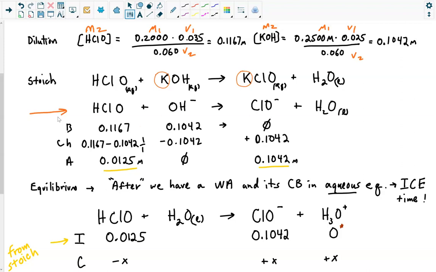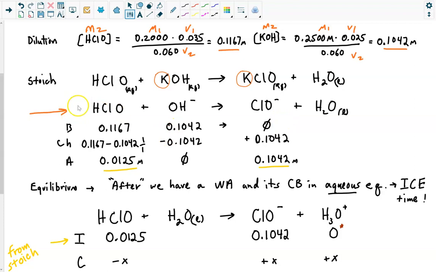Okay, so you're going to do, what's the before, change, after? The ICE table. Well, before, we just figured out our new molarities. The molarity here and this molarity here, we put them in there. And there's no product because you just haven't had the reaction yet. Well, how is it going to change?